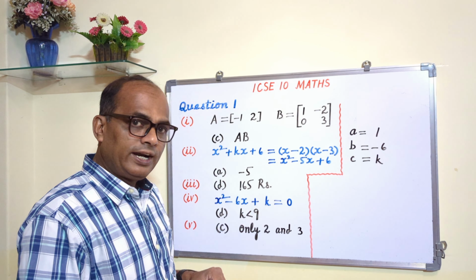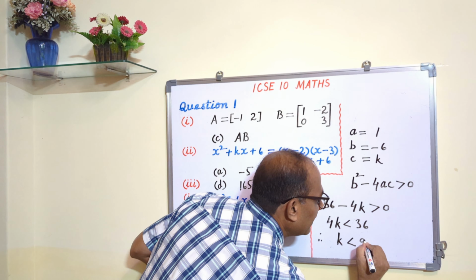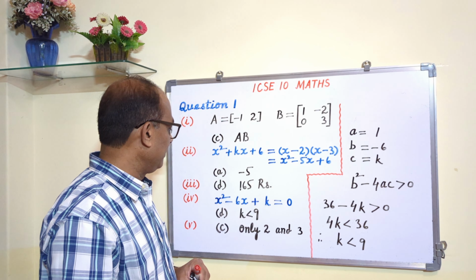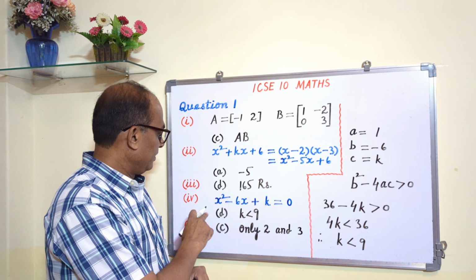So 4k you can take that side. So 4k is less than 36. Therefore k is less than 9. So option D, k is less than 9, is the correct answer.